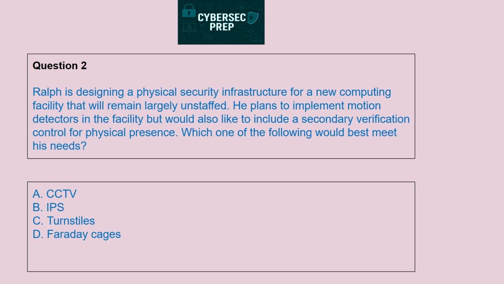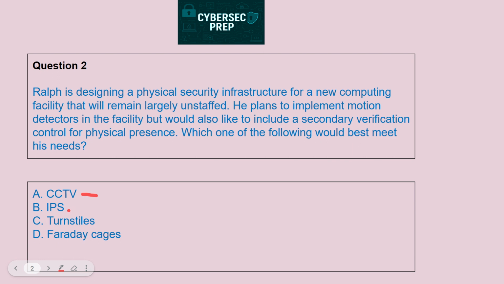So, if we talk about the options, right, CCTV systems act as a secondary verification mechanism in this case, for the physical presence, because they allow the security officials to view the interior of the facility when a motion alarm sounds to determine the current occupants and their activities. So, as per now, this looks like a good option. But let's look at other options.